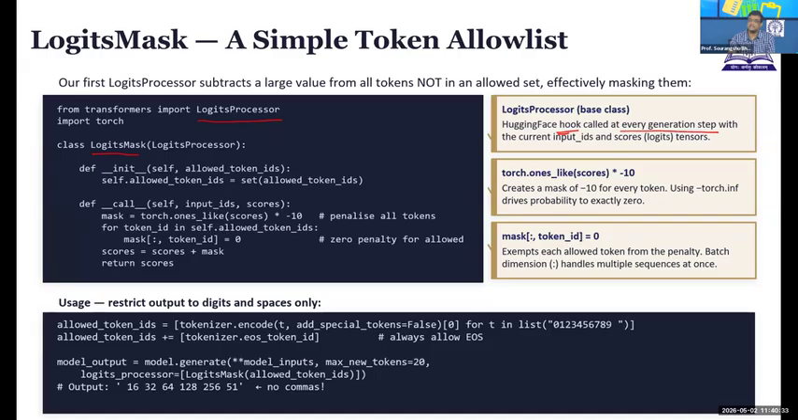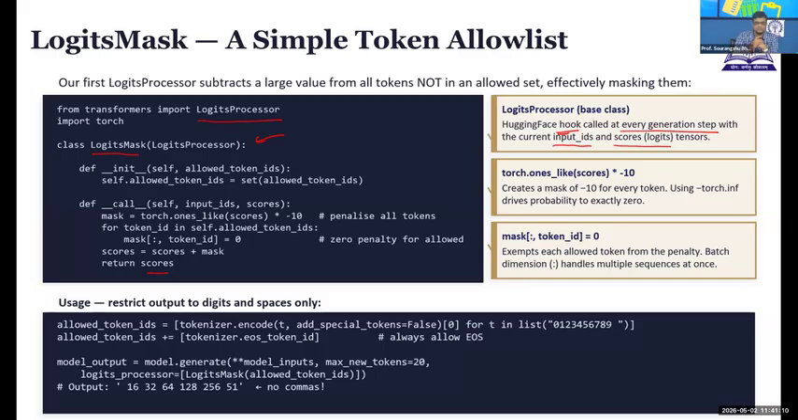And what is the input to this hook? The input to this hook is the current input IDs and the scores. And what is the output? The output is basically the modified scores. So this is the class. When you want to implement a particular rule, you have to implement a class.